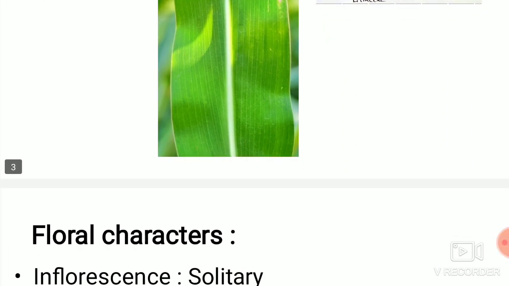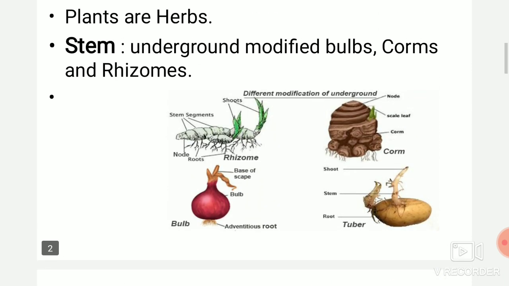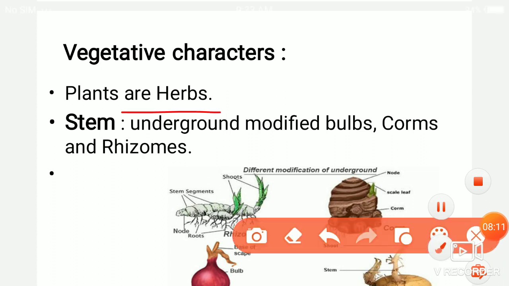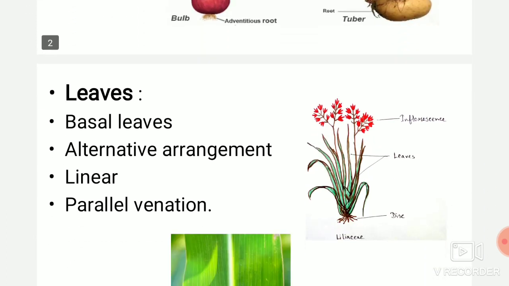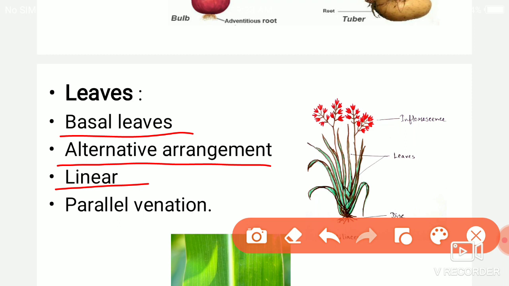Then if we consider the floral character, so that's about the vegetative characters. The vegetative characters are type of the plant, they are herbs, plants are herbs, and the stem is underground modified as bulbs, corms and rhizomes. In the case of the leaf, they are the basal leaf, alternative arrangements. Then the linear type of the leaf, the venation is parallel venation.